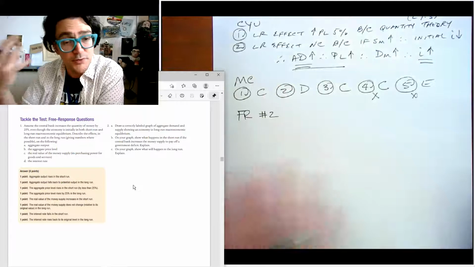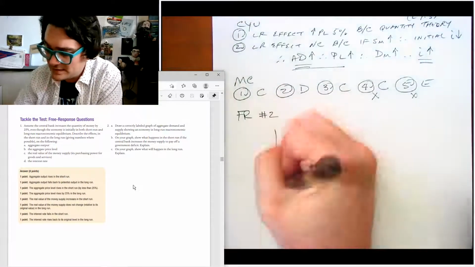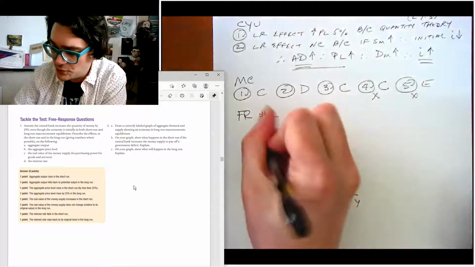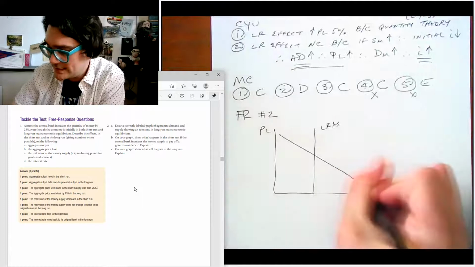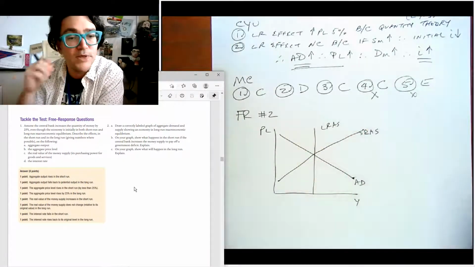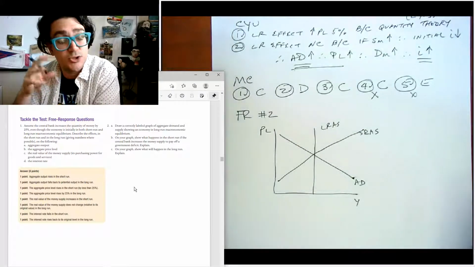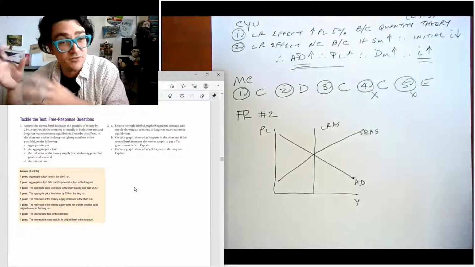All right, let's take a look at free response number 2. Scroll down. Draw a correctly labeled graph of AD-AS, show the economy in equilibrium. That's not too bad. That's old news. We could do that. LRAS, aggregate demand, and SRAS. Bada bing, bada boom. B, on your graph, show what happens in the short run if the central bank makes the money supply bigger to pay off a government deficit.